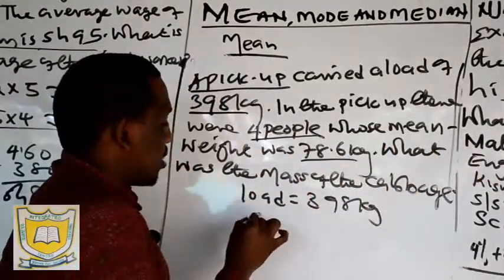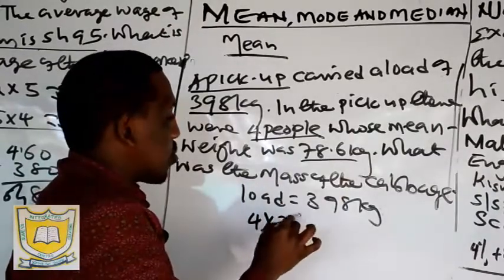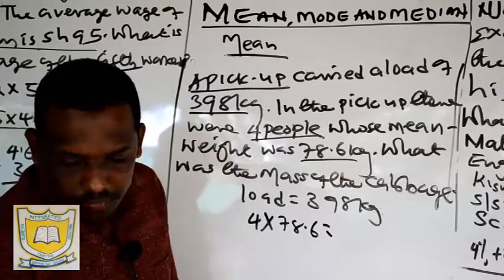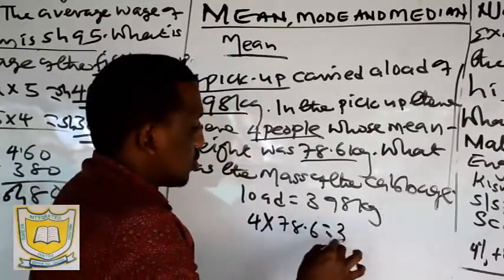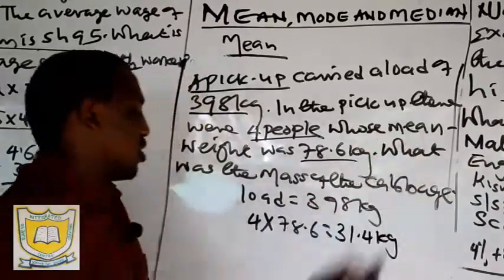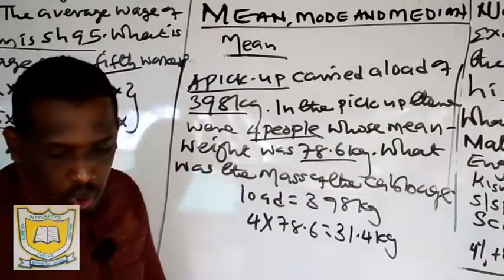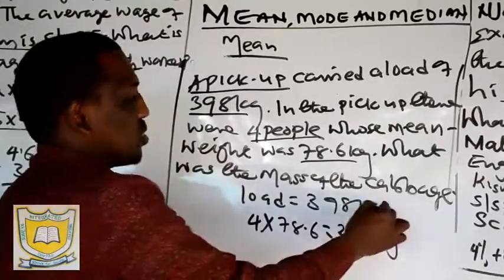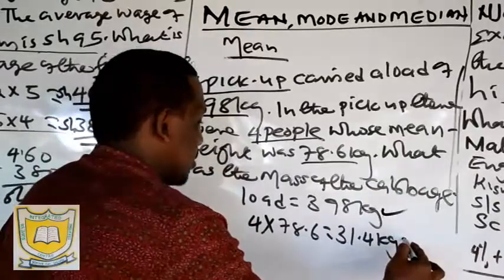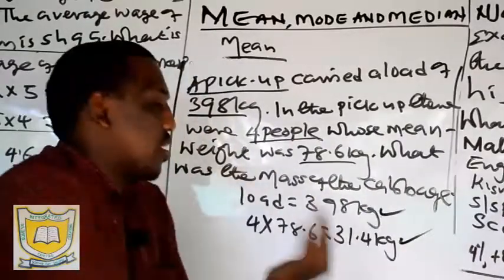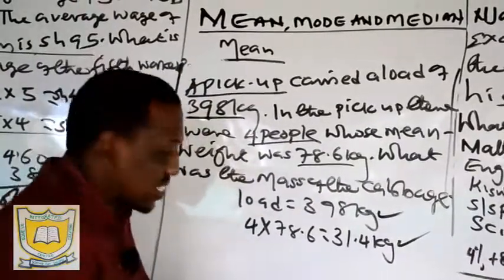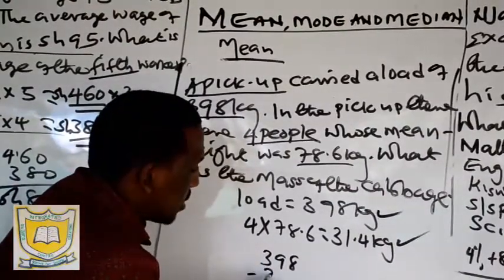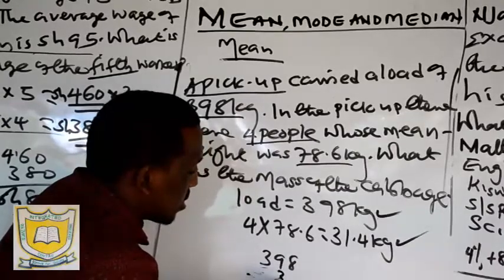So you say 4 of them multiplied by the average weight of 78.6. When you multiply, you will get 314.4 kg. Now the question is asking for the mass of the cabbage. What do we do? The total is this, the 4 people is this, the other one is the cabbage. We subtract. So 398 minus 314.4.